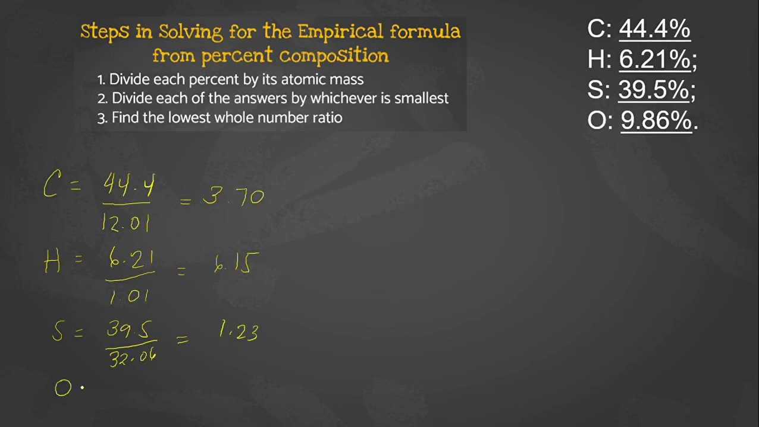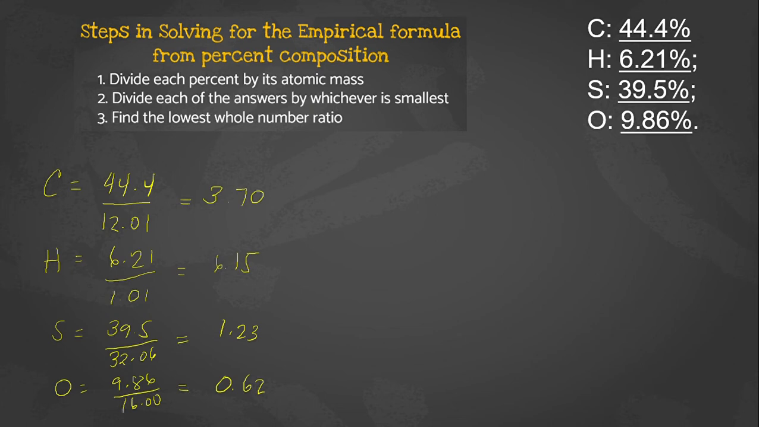While oxygen, okay, ang percent niya ay 9.86 divided by, ang kanyang mass naman ay 16.00. So, 9.86 divided by 16. So, the answer is 0.62. Okay. So, ayan na. Nagawa na natin yung step 1, divide each percent by its atomic mass. Let's move on to the second step.